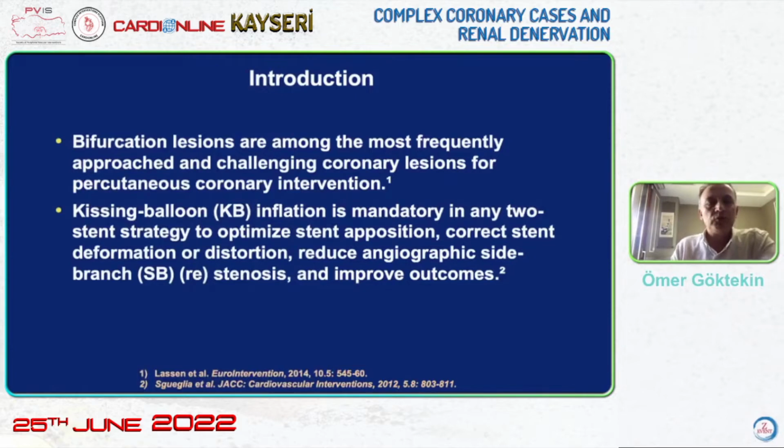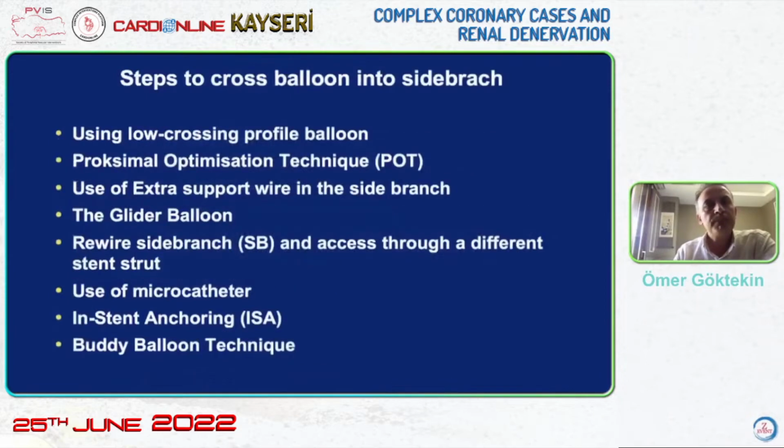Bifurcation lesions are seen very commonly, and they are among the most frequent and challenging coronary lesions for percutaneous coronary intervention. Kissing balloon is inevitable and mandatory in a two-stent strategy. This is very important to us. Double kissing and mini crush are there. There is a DK technique of the mini crush. We are using this rather than mini crush.